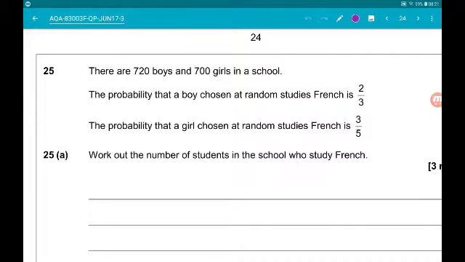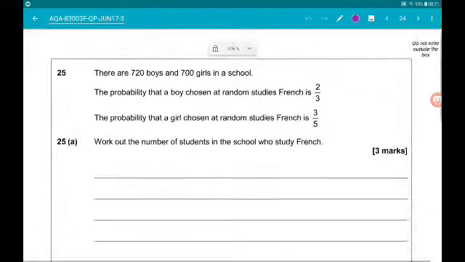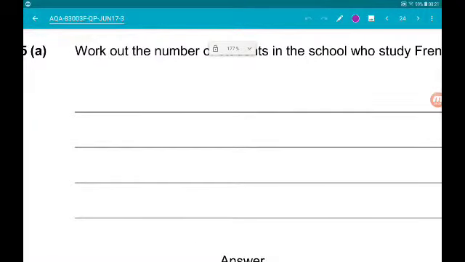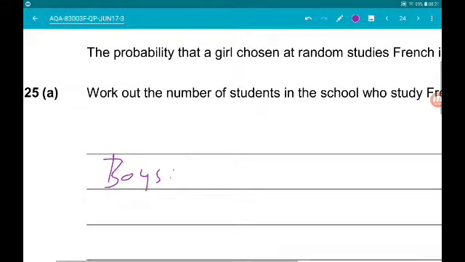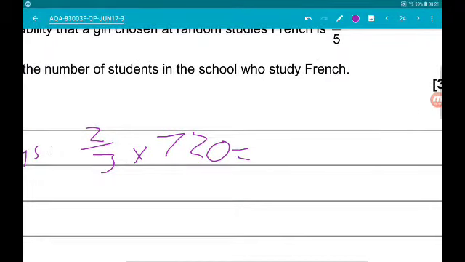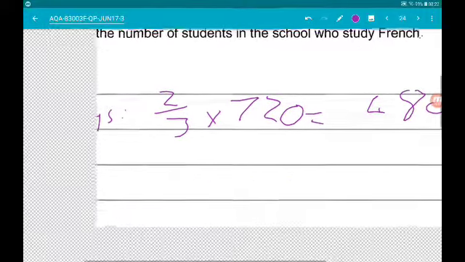Okay, so for the boys, we need to work out 2/3 of 720. So your calculator can do this. Put the fraction in, so 2/3, and times it by 720. Now that is going to give you 480. Do the same for the girls.